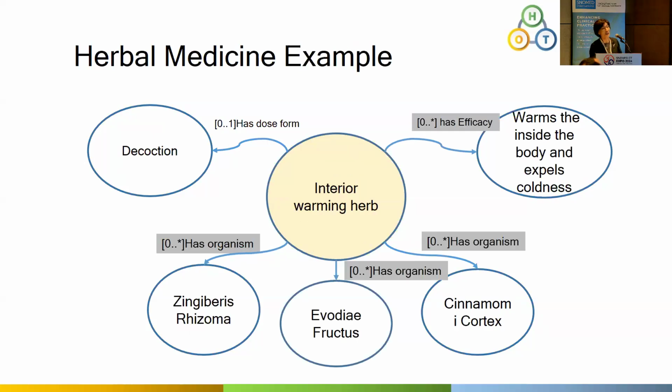Here I have an example. There is a medicine, interior warming herb, and there are 3 ingredients. I hope I'm right. So anyway, the 3 ingredients, and the form can be decoction, and the purpose is to warm the inside of the body and expel coldness.